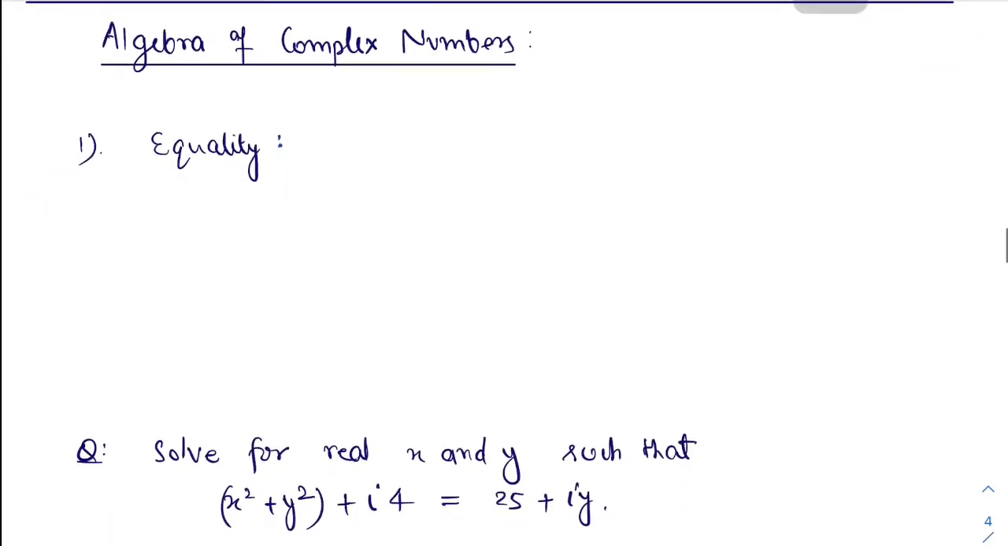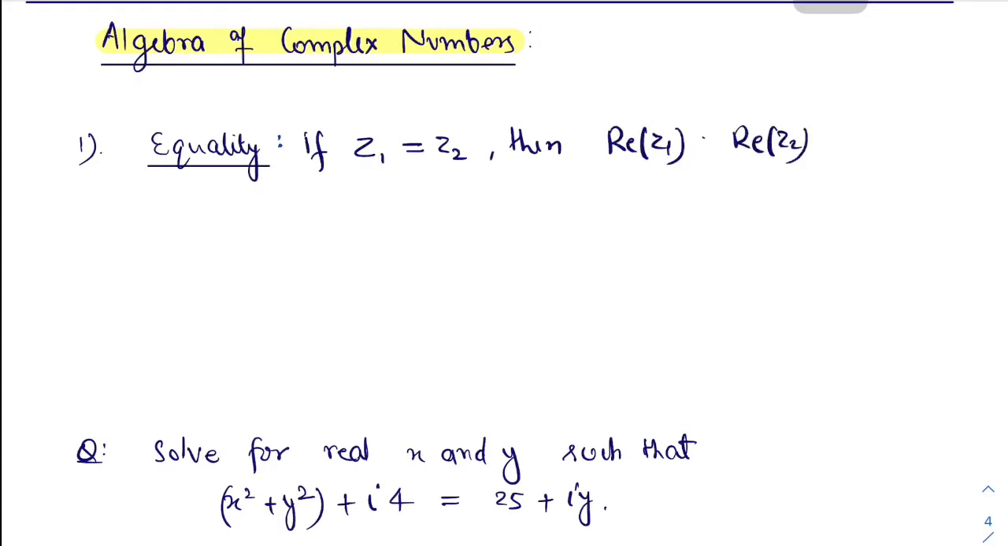But they can surely be equal to one another. So in the first thing, algebra of complex numbers, very first we are going to discuss equality of complex numbers. For two complex numbers z1 and z2 to be equal to one another, their real parts must be equal to one another, as well as their imaginary parts must be equal to one another.